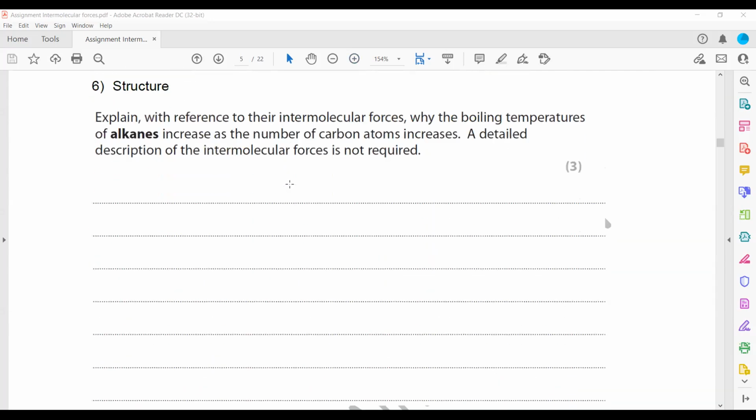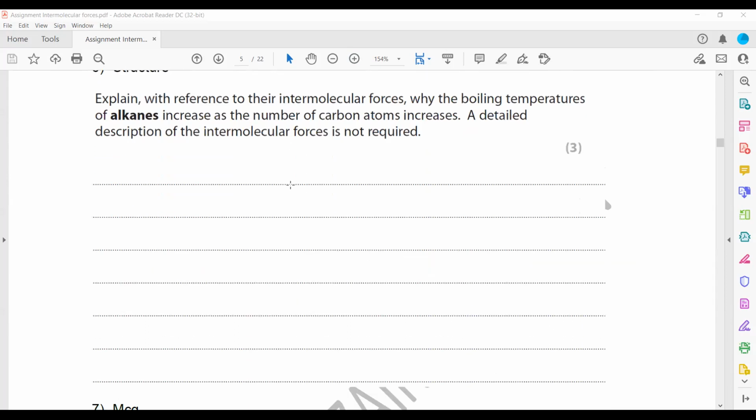Question 6: Explain with reference to intermolecular forces why the boiling temperature of alkanes increases as the number of carbon atoms increases. A detailed description of intermolecular forces is not required. What they mean here is that you don't have to mention the origin, how these forces arise. You just have to explain the idea.